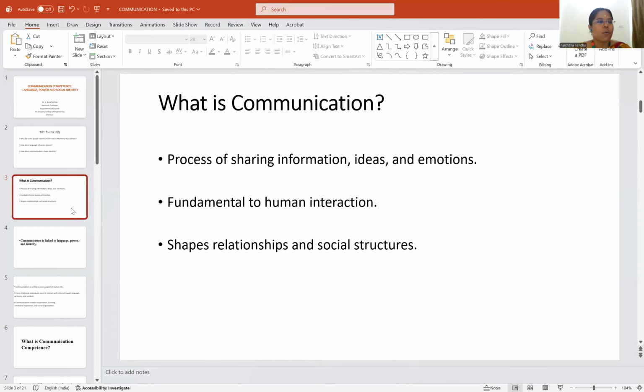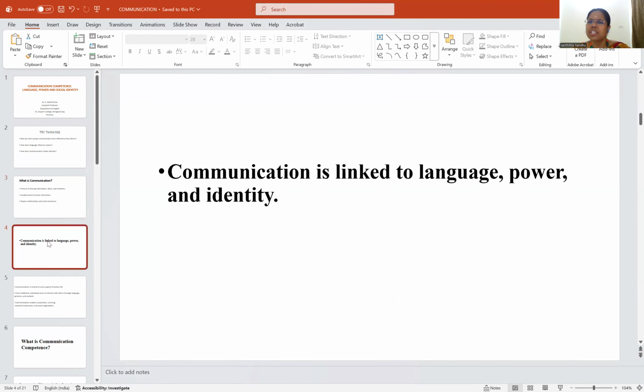So what is communication? Communication is a process of sharing information, ideas, and emotions, fundamental to human interaction, and it shapes relationships and social structures. Communication is linked to language, power, and identity. How come? Communication is a fundamental human activity.